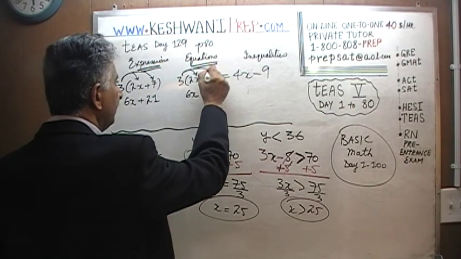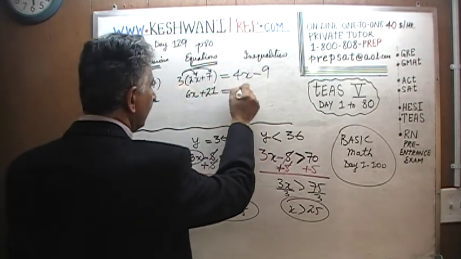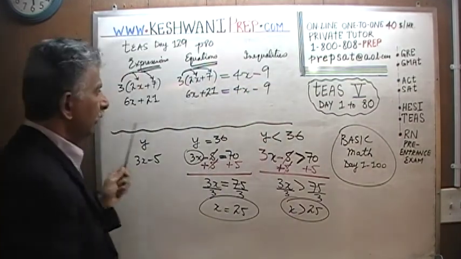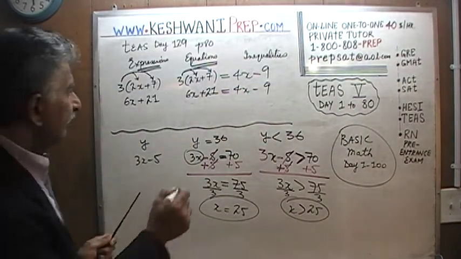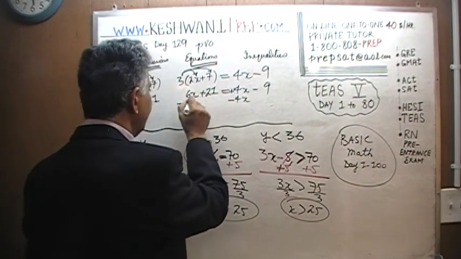We distribute 3 with 3 and a 7, it's 21. Just like before, equals 4x minus 9. We need to bring this 4x to this side. This is a positive 4x. To bring it to that side, we need to subtract 4x from both sides.